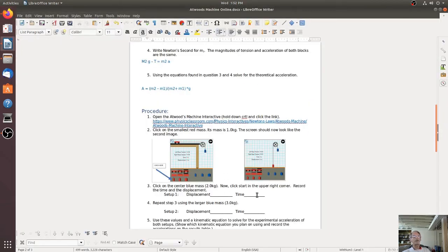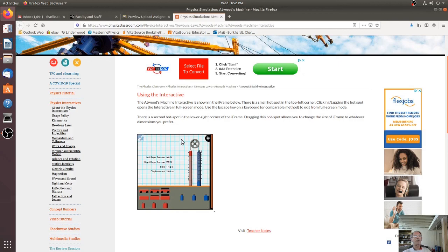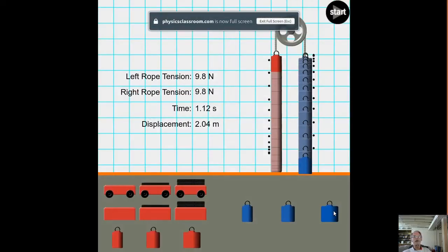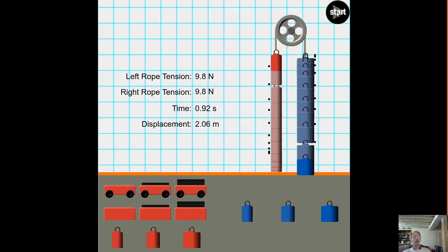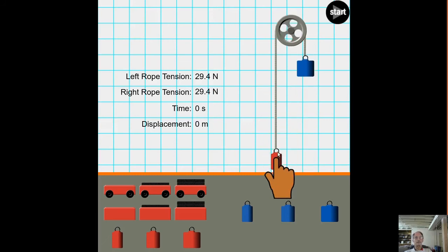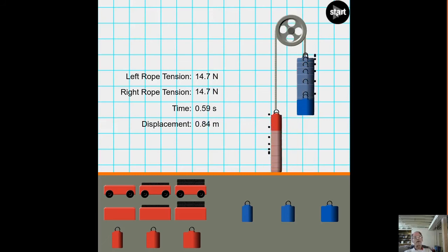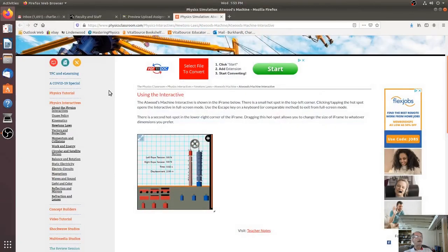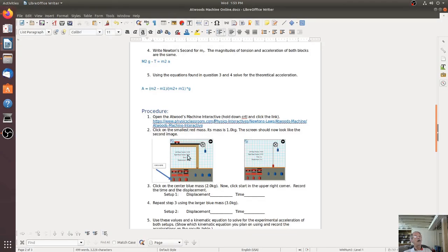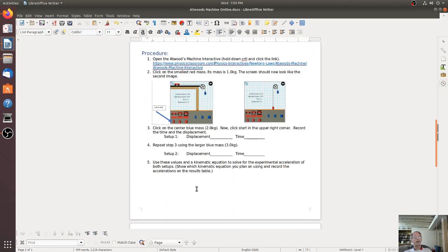We're supposed to put the displacement and the time, and then use the larger blue mass. So I'm supposed to go back here and do it again. Make it full screen. I'm going to use this larger blue mass. I bet it's going to take less time to fall. Start. Whoa, 0.92 seconds to go about the same distance. Start it over again. Whoa, cool. Oh, I definitely like that.